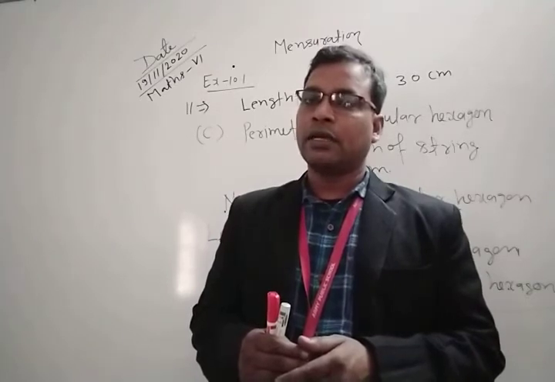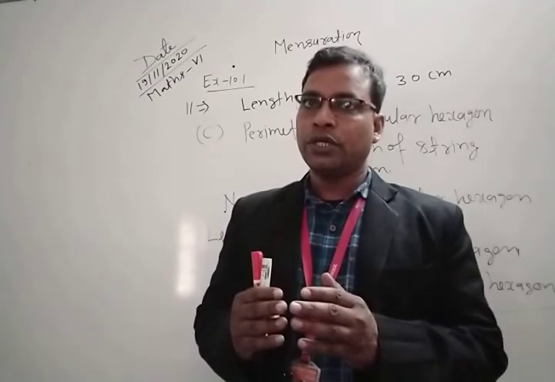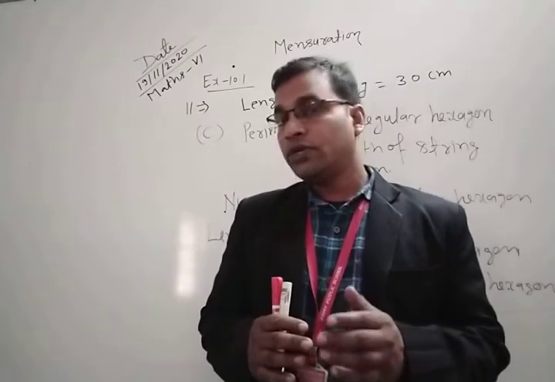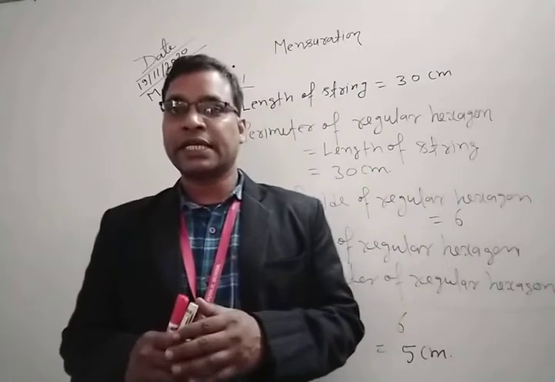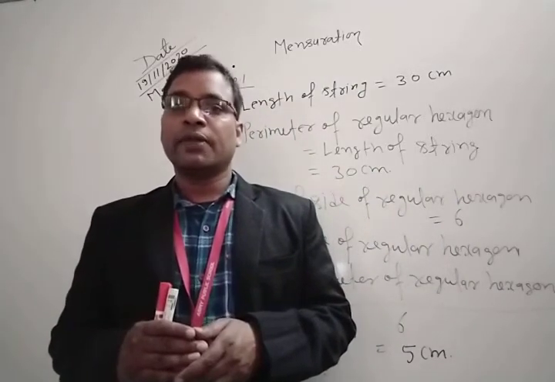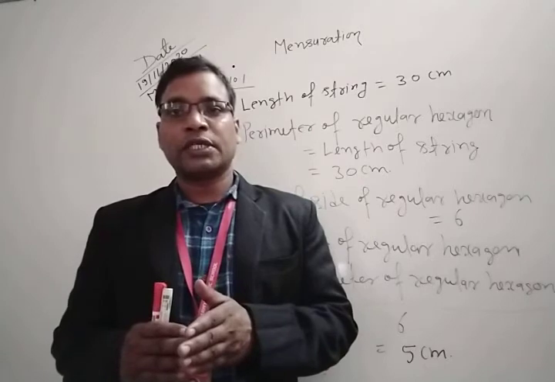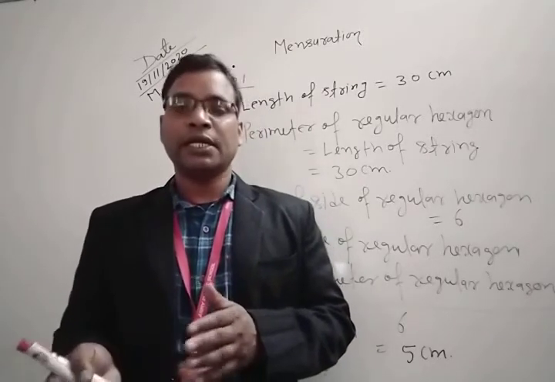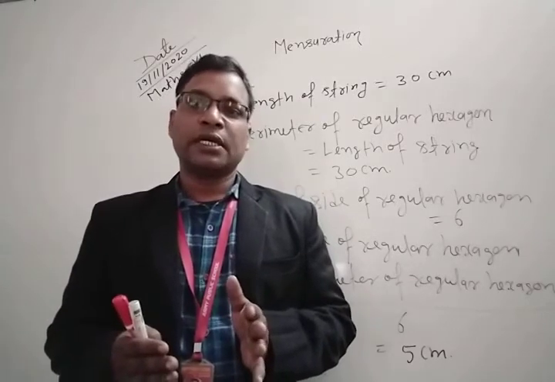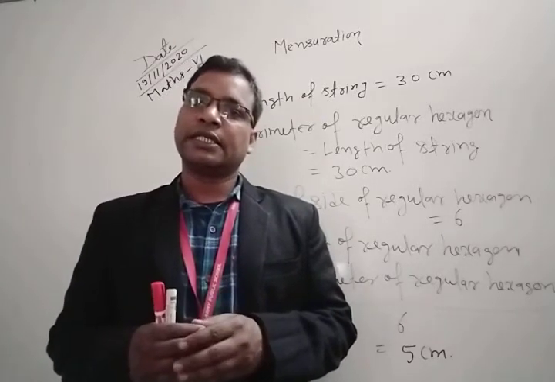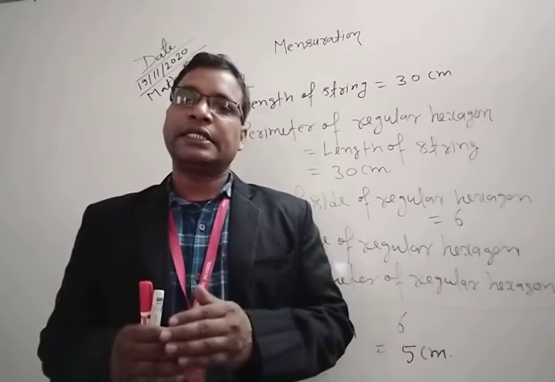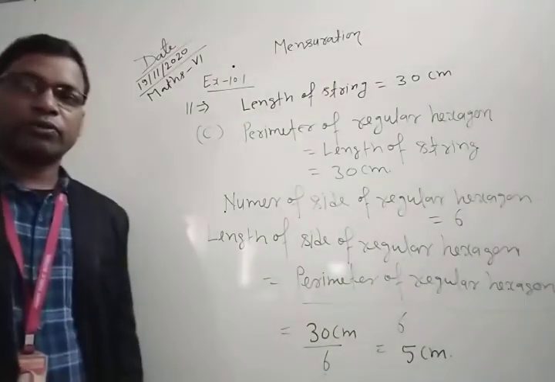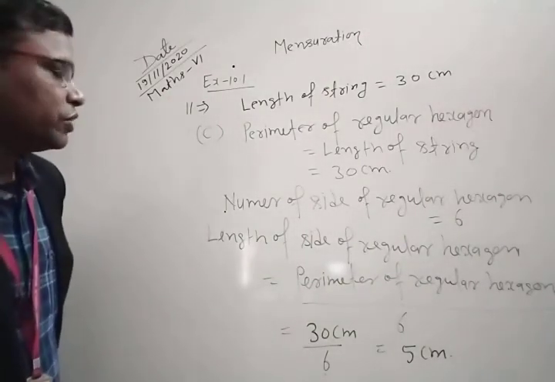Now the next figure: we use this string to form a regular hexagon. You know very well a regular hexagon has 6 sides and all sides are equal. The length of the string becomes the perimeter of the regular hexagon, which is 30 centimeters. When you divide this 30 centimeters by 6, you obtain 5 centimeters. I hope all of you students understood these questions.